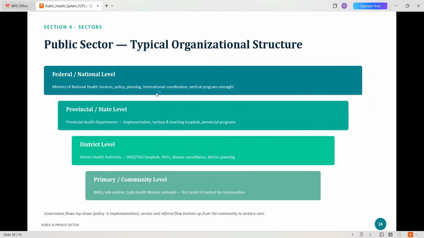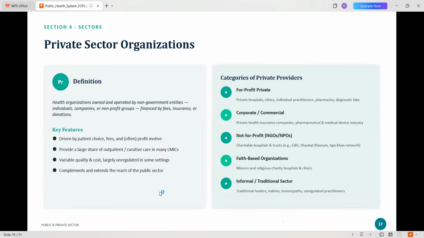Next are the levels of the public sector. The federal or national level includes the Ministry of Health Services, policy planning, international coordination, and vertical oversight. The provincial and state level includes teaching hospitals and tertiary hospitals. The district level includes THQ, DHQ, RHC, disease surveillance, and district planning. And then the primary level is the BHU, sub-center, and Lady Health Worker program.